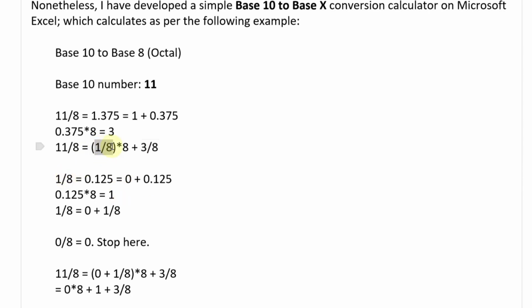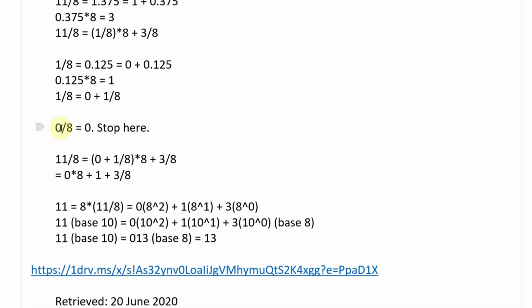So the next step is 1 divided by 8. Divide this out. We're going to have 1 divided by 8 equals 0.125. And then write this as the whole number plus remainder. And the whole number is 0 in this case, plus 0.125. And 0.125 times 8 gets a whole number 1. So that means we just divide this 8 over here. 1 over 8 equals 0.125. So that means 1 over 8 equals 0 plus 1 over 8. And the 0 is redundant, but I'm just going to keep it there so that we know when to stop. So 0 over 8 equals 0. Just stop here. And now, let's bold this one.